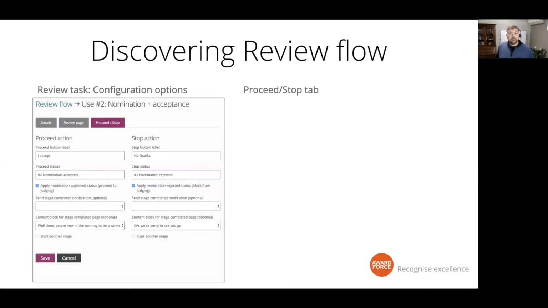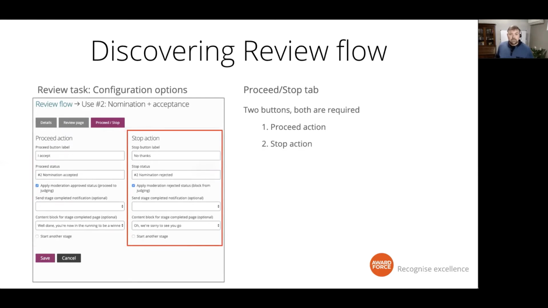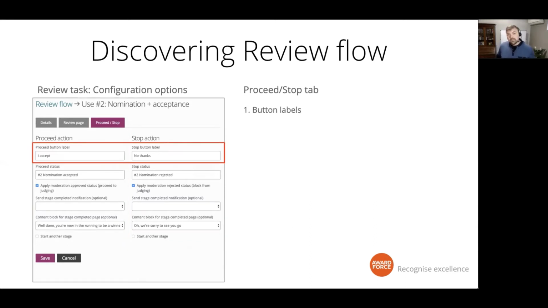The last part of setting up a review stage is to create two buttons. These buttons appear at the bottom of the review page. That is the page the reviewer gets to see. These buttons are required. You have to use both. One is an affirmative button, that is to proceed the entry through to the next level. The other is a negative button option, that is to stop the entry from progressing. Each button comes with more configurable options. Both buttons must be named, and this is what the reviewer interacts with to complete the stage.